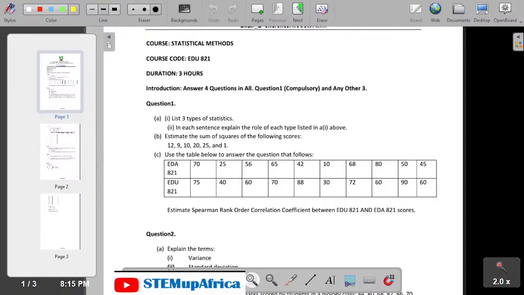So just like yesterday, you're asked to name 3 types of statistics. These are things you can look up, like I said yesterday: types of statistics and what is statistics. Try to memorize those definitions. You might see them tomorrow.